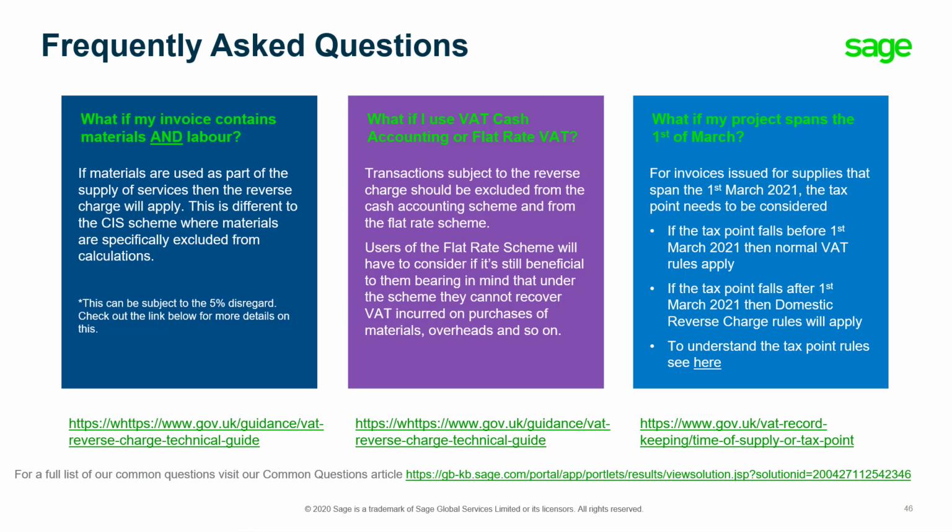Question 3, what if my project spans the 1st of March? For this, you'll need to consider the tax point. If your tax point falls prior to the 1st of March, then normal VAT will apply. If the tax point falls after the 1st of March 2021, then domestic reverse charge rules will apply. For further information on those last two questions, I would point you in the direction of the gov.uk site or check for further updates on our help centre.